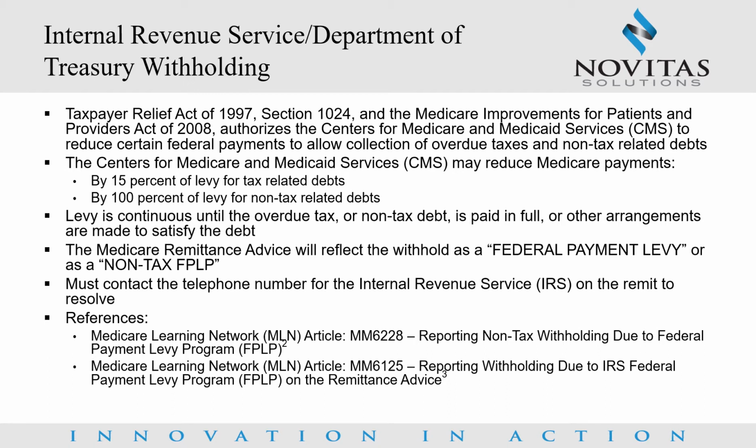Should one of these adjustments occur, your Medicare Remittance Advice, or MRA, will reflect the withhold as a federal payment levy or as a non-tax FPLP and will provide the 10-digit phone number for the agency that the debt is related to, either the Internal Revenue Service, or IRS, or the Department of Treasury. We'll show you what this looks like on the next slide.